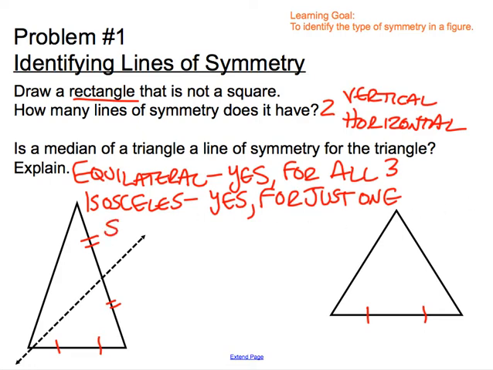And if you check in a scalene triangle, the answer is going to be no. No line of symmetry is a median in a scalene triangle. In fact, scalene triangles have no lines of symmetry.